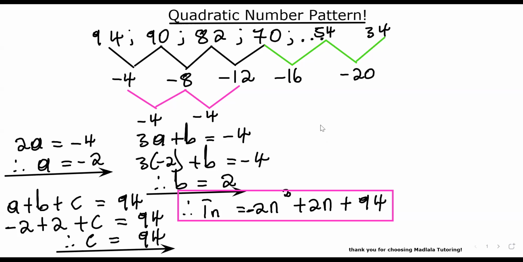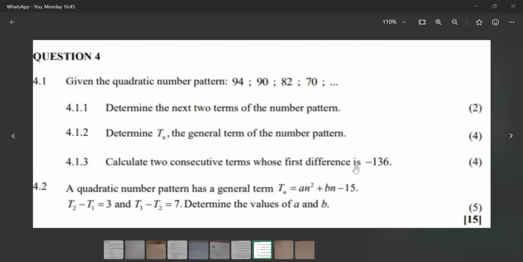Right. So let's look at this delicious question. It's very delicious. Now here they say to us, calculate two consecutive terms whose first difference is negative 136. In other words, these two consecutive terms, successive terms, those that follow each other directly, are in the quadratic number pattern. That is what they're saying to us. So let's go ahead and analyze this one and easily destroy it.